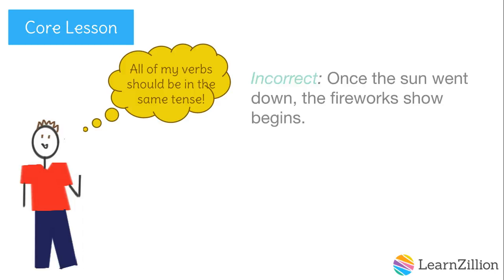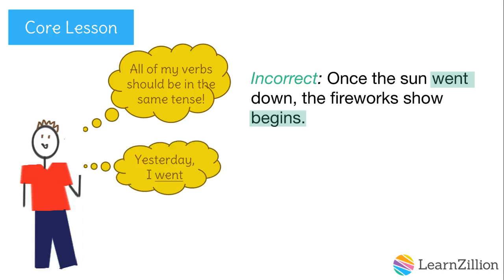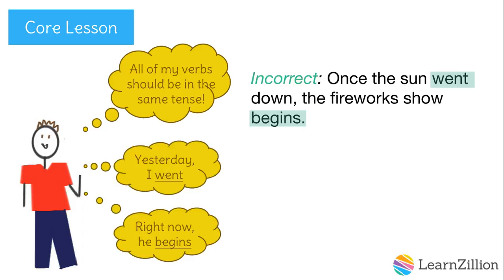Let's look at an example. Once the sun went down, the fireworks show begins. This sentence is written incorrectly because it uses two verbs, went and begins, that are in different tenses. Using my thinking trick, I can tell that went is a past tense verb, yesterday I went, and begins is a present tense verb, right now he begins.